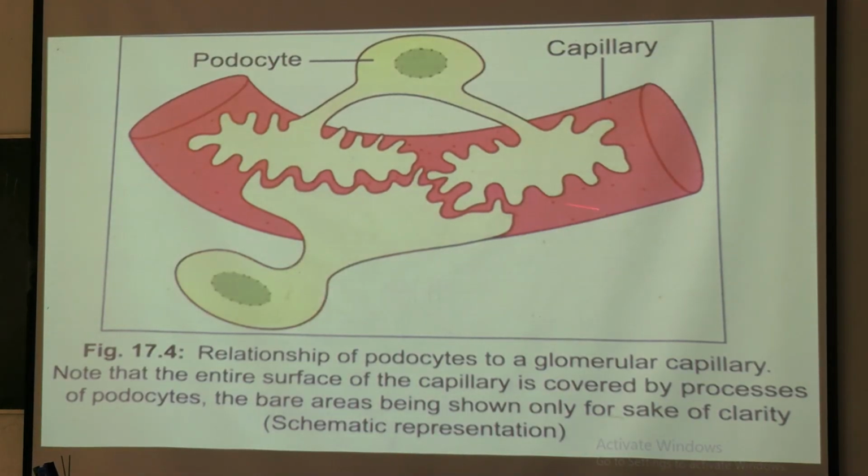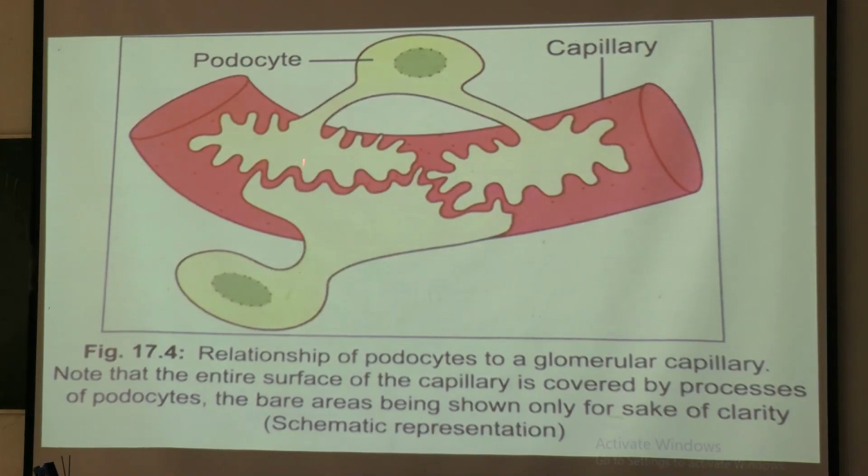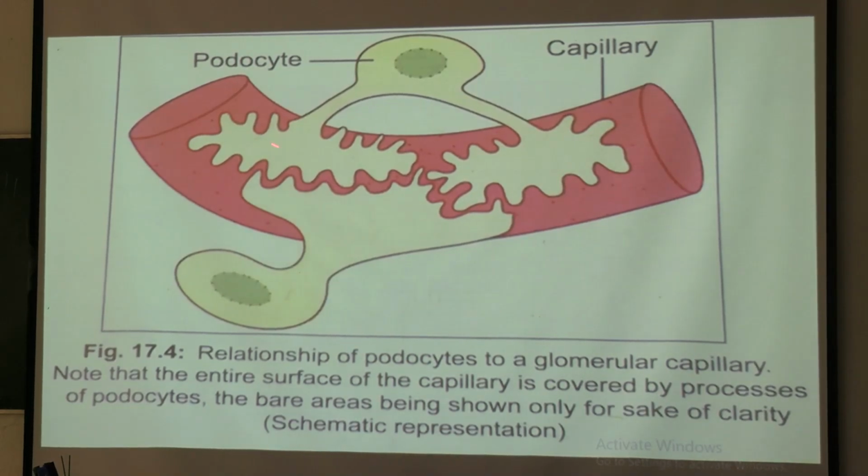See, like this the foot processes are lying. These processes are interdigitating with the nearby processes of the podocytes. And this gap area is forming the filtration slit.